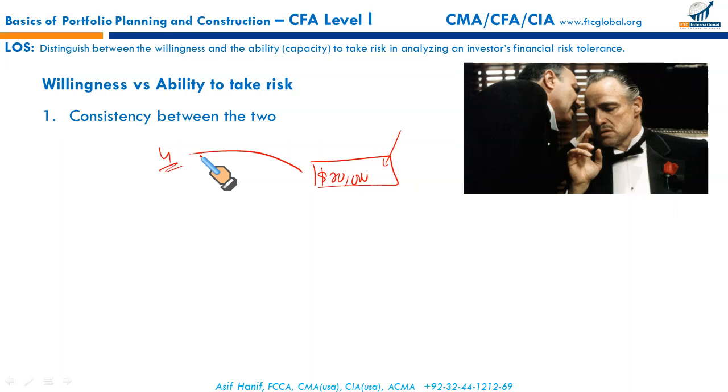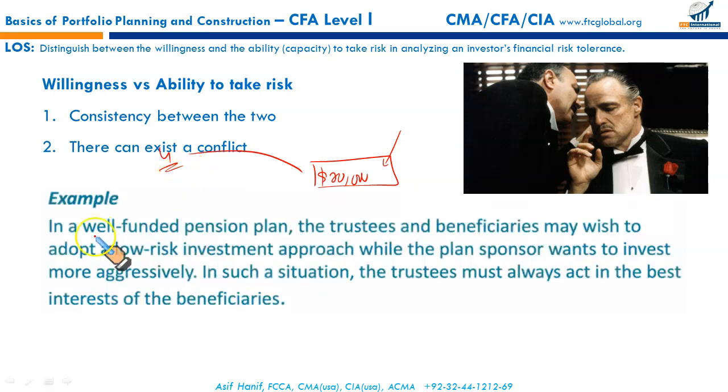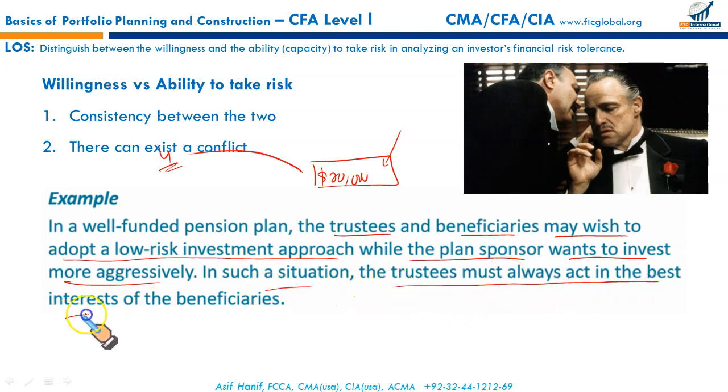There may be inconsistency between the willingness to take on risk and the ability to take on risk by a particular investor. Here's an example. In a well-funded pension plan, the trustees and beneficiaries may wish to adopt a low-risk investment approach while the plan sponsor wants to invest more aggressively. In such a situation, the trustee must always act in the best interest of the beneficiary, not the sponsor. Right? That's an important point to be remembered.